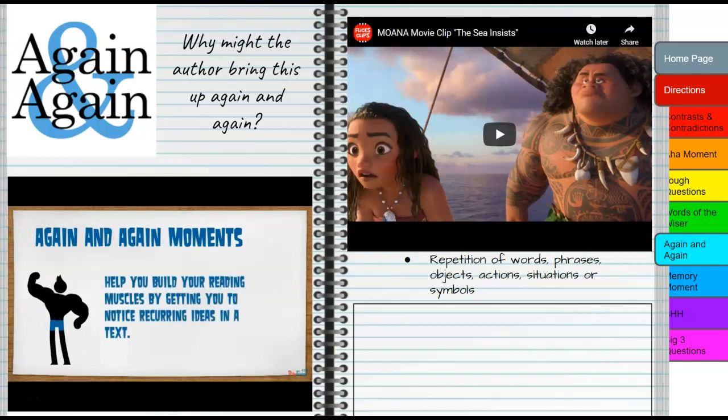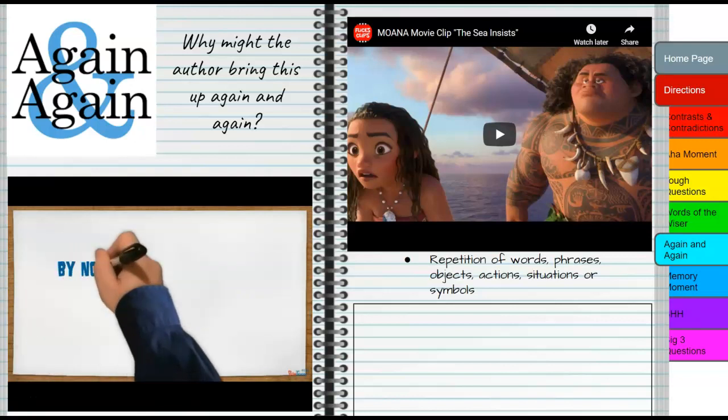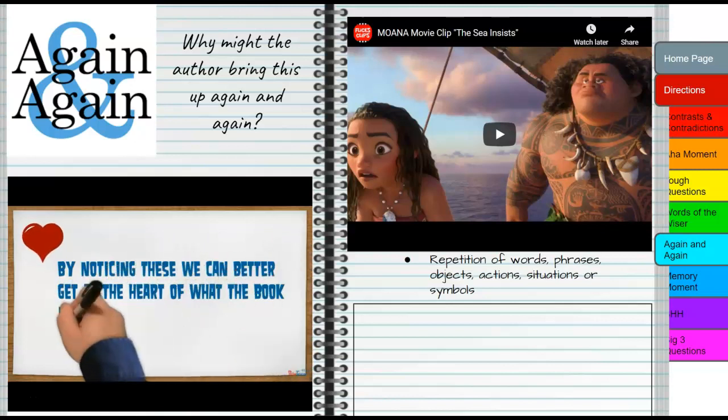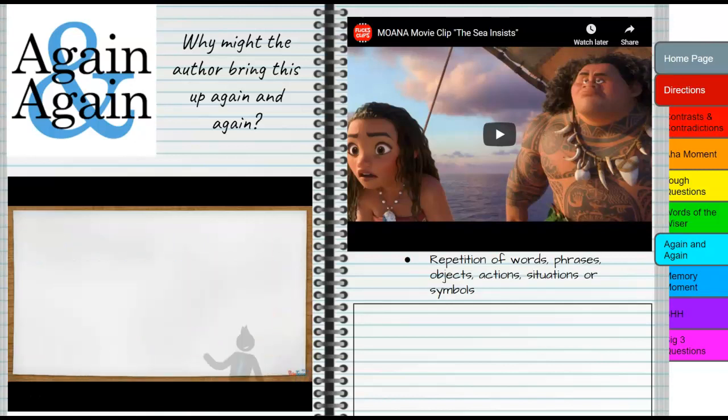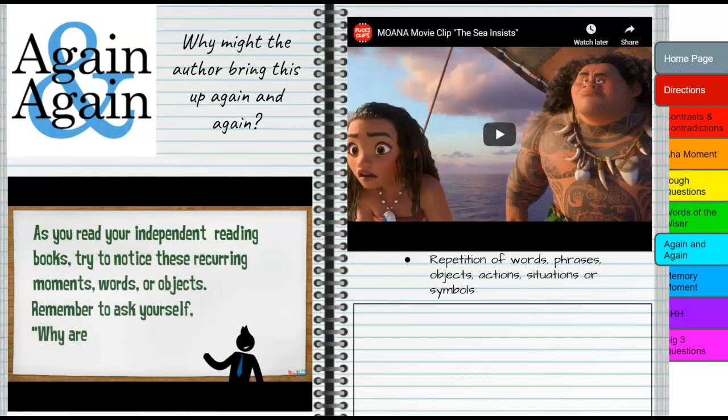Again and again moments help build your reading muscles by getting you to notice recurring ideas in a text. By noticing these, we can get at the heart of what the book is trying to help us better understand. As you read your independent reading books, try to notice these recurring moments, words, or objects. Remember to ask yourself, why are these coming up again and again?